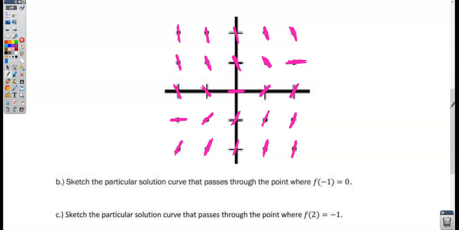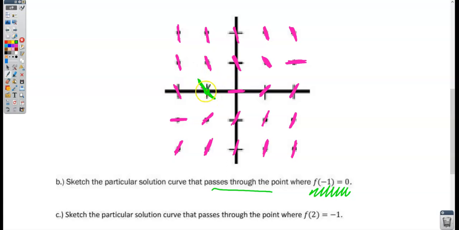Excuse me, my voice is a little scratchy. So let's go ahead and do part B here. We're going to sketch the particular solution curve that passes through the point where f of -1 is equal to 0. So when x is -1, y is equal to 0. So that point is right here on this graph. And you see the slope line here tells us that the curve is going to go off in this direction and in this direction from this point.